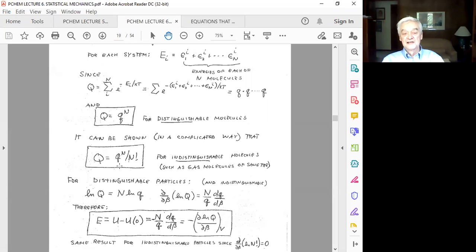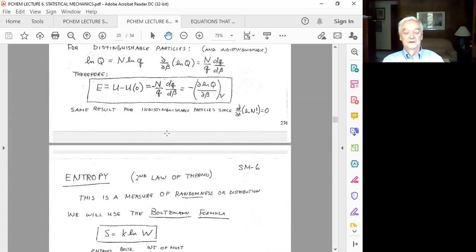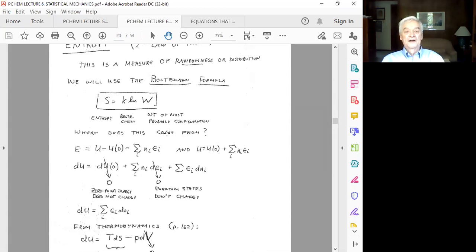If we have translational levels, q's are going to be maybe 10 to the 30th. If n, capital N, is Avogadro's number, that's 10 to the 23rd. So we have 10 to the 30th to the 10 to the 23rd divided by 10 to the 23rd factorial. So just humongous numbers that we deal with. All right, well, why we wanted capital Q is this will lead us to entropy.